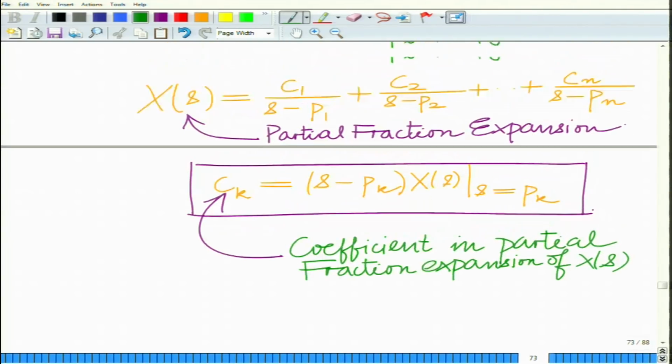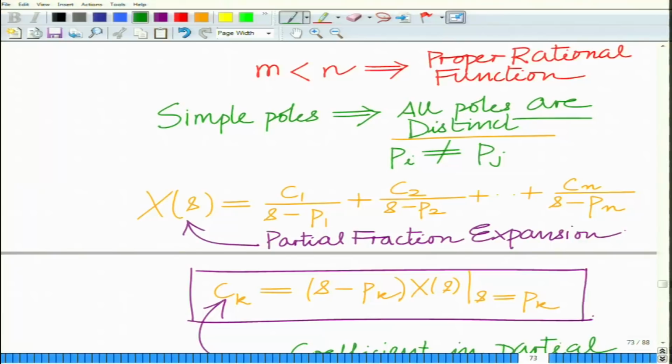Okay. So, what we have is a partial fraction expansion for the case where m is less than n, that is the degree of the numerator polynomial is strictly lower than the degree of the denominator polynomial. Xs is a proper rational function. In this case, when expressed using its partial fraction expansion, that is the sum C1 by S minus P1 plus C2 by S minus P2 and so on, Ck, the coefficient of the kth term, is given as S minus Pk times Xs evaluated at the pole S equals Pk. And all the poles are assumed to be simple, that is there are no repeated poles, so all the poles are distinct, Pi not equals Pj.